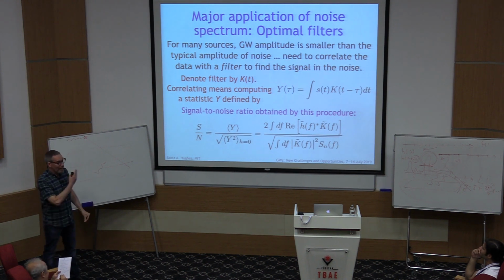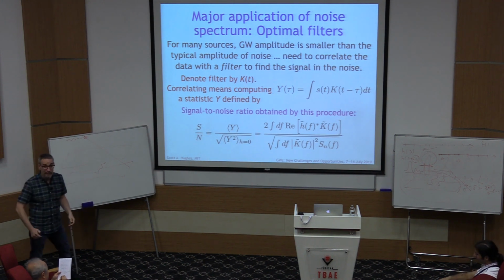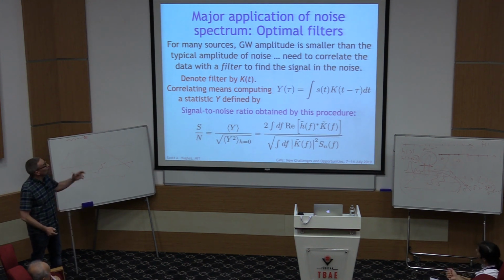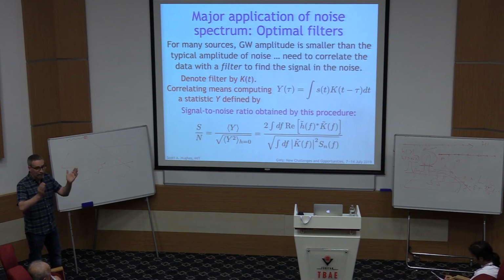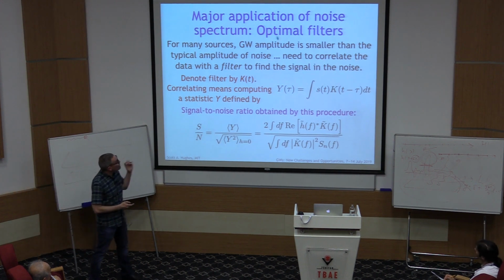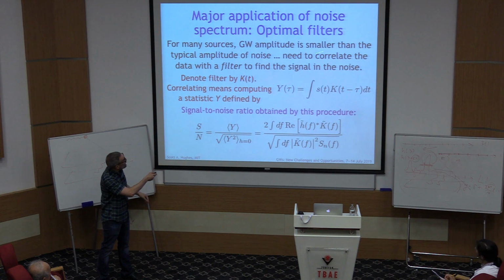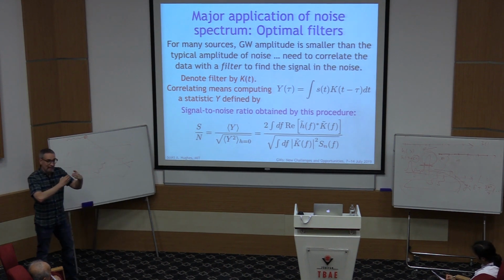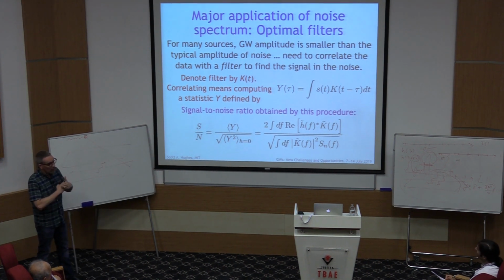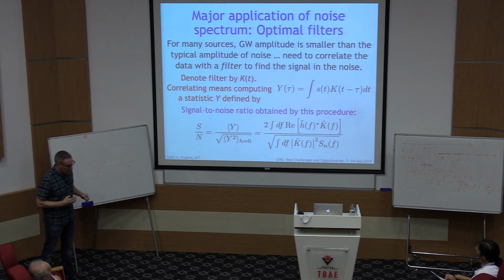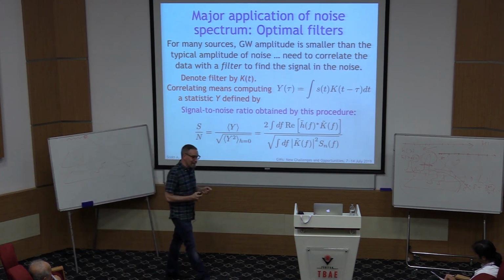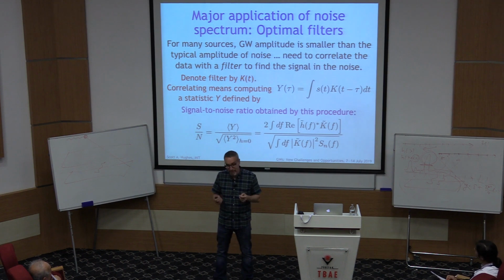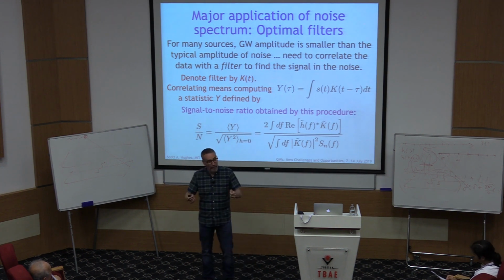All right, so a major application, and this feeds into some of the stuff that Badri talked about in his lecture: what do we use the noise spectrum for? It's to design the optimal filters that we use to make our measurements. In many cases, the instantaneous amplitude of your gravitational wave source is significantly smaller than the mean amplitude of the noise. That was, for many of us, one of the most surprising things about that initial discovery event: it was so loud.